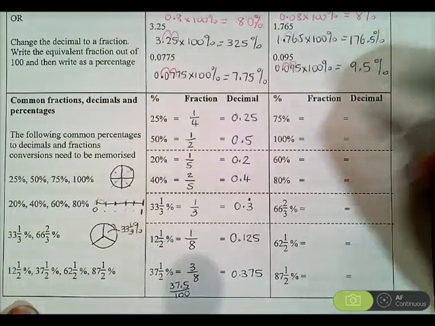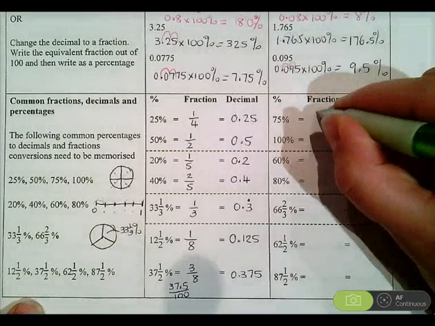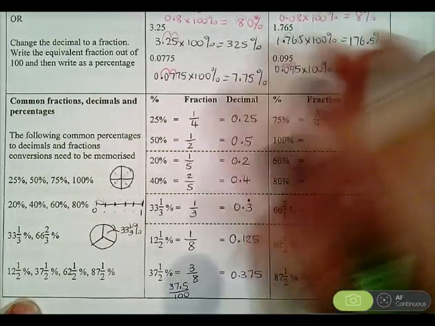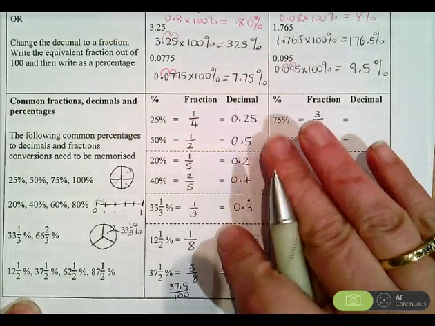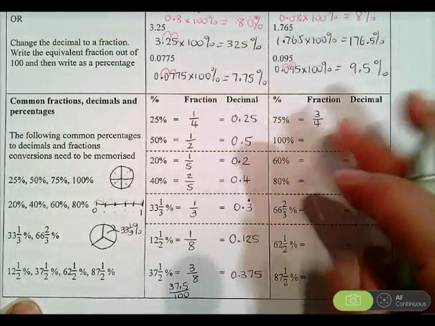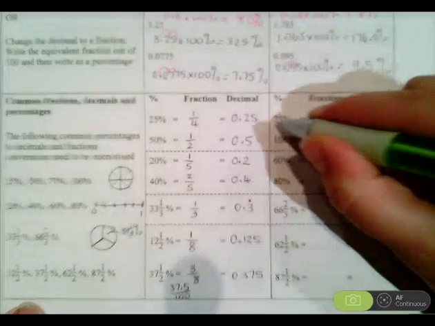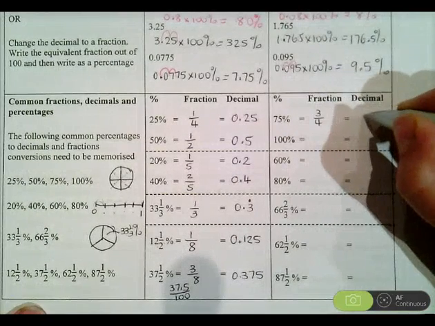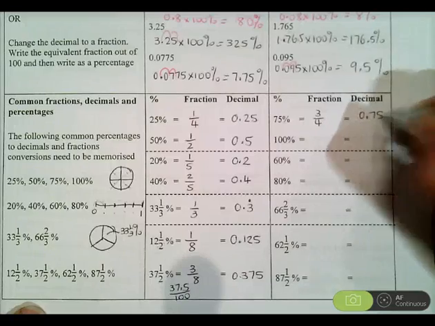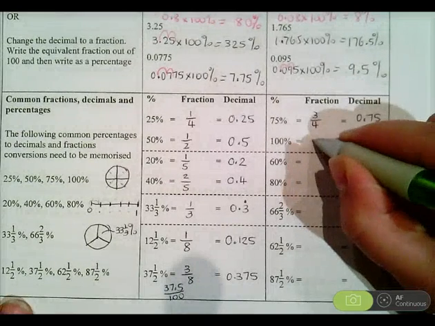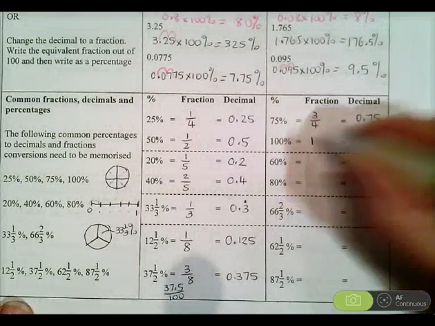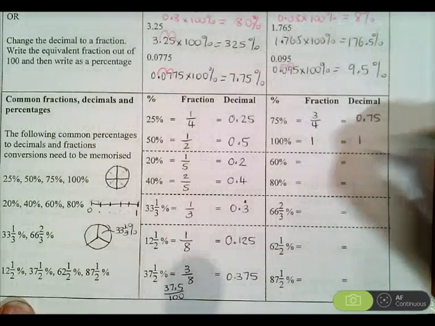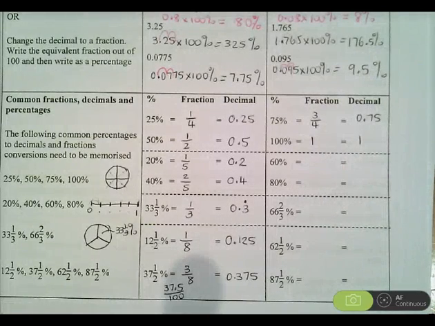Okay, now hopefully you recognize 75% as 3/4 because we've got 25 and 50, 75, 100. So it's 3 parts out of 4. Now 75% means 75 over 100, which is 0.75. Now 100% really is 100 over 100, which is just 1. And written as a decimal, it's also the whole number 1.